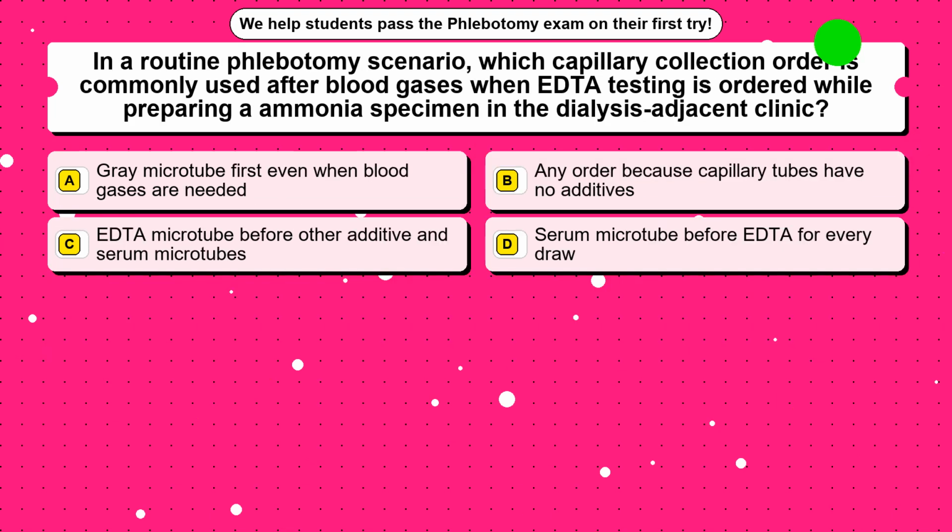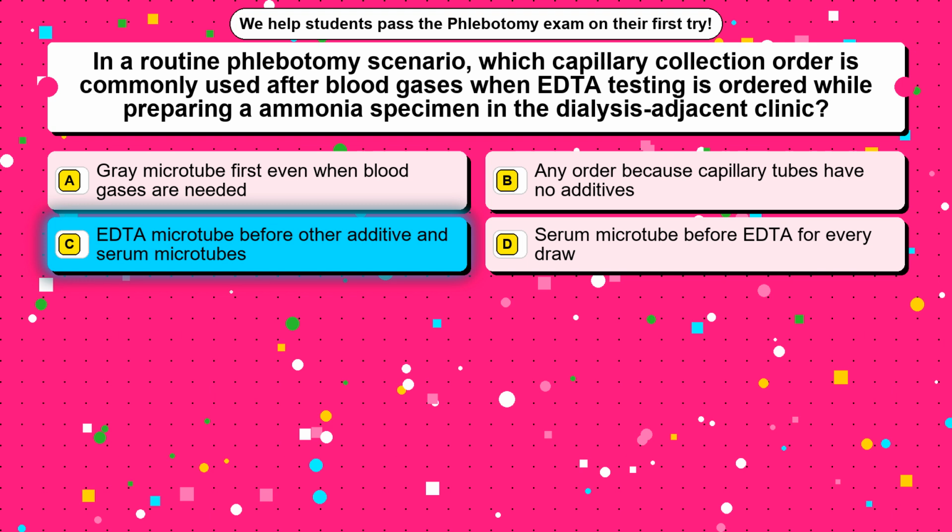Question 24. In a routine phlebotomy scenario, which capillary collection order is commonly used after blood gases when EDTA testing is ordered while preparing an ammonia specimen in the dialysis-adjacent clinic? Option A. Gray microtube first even when blood gases are needed. Option B. Any order because capillary tubes have no additives. Option C. EDTA microtube before other additive and serum microtubes. Option D. Serum microtube before EDTA for every draw.